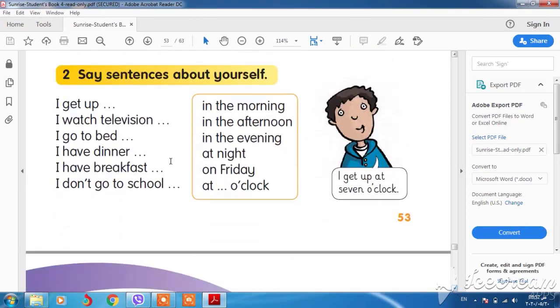Say sentences about this one. Okay, for example, I get up in the morning. I watch television at night. I have dinner in the evening. I have breakfast in the morning. I don't go to school on Friday.